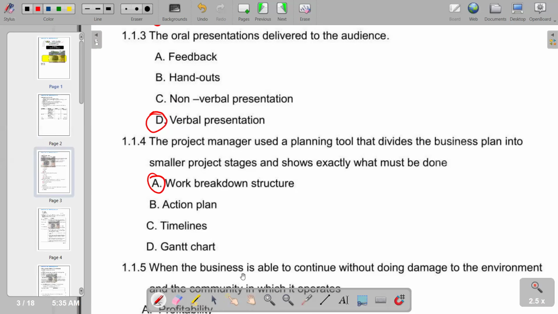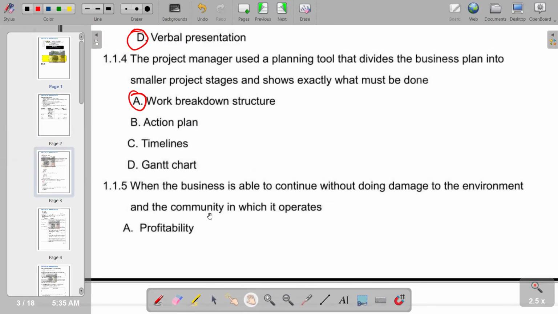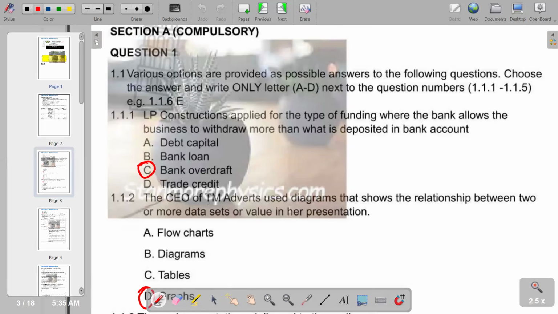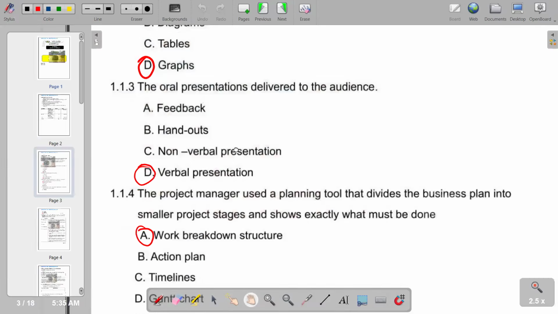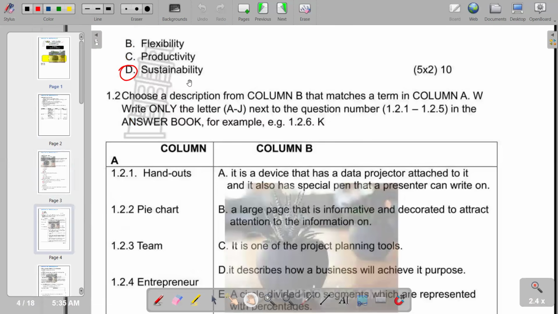Number 5, when the business is able to continue without doing damage to the environment and the community in which it operates. What is that? We have A, profitability, B, flexibility, C, productivity, D, sustainability. So that is sustainability. We have D. Let's just try to see according to our 1.5: when the business is able to continue without doing damage to the environment and the community in which it operates, you are saying it's sustainability.